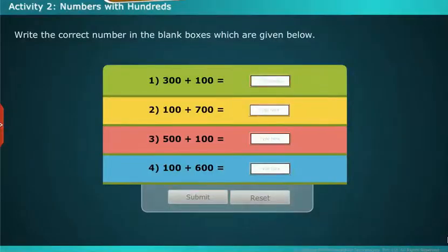Let us do an activity on numbers with hundreds. Write the correct number in the blank boxes which are given below.